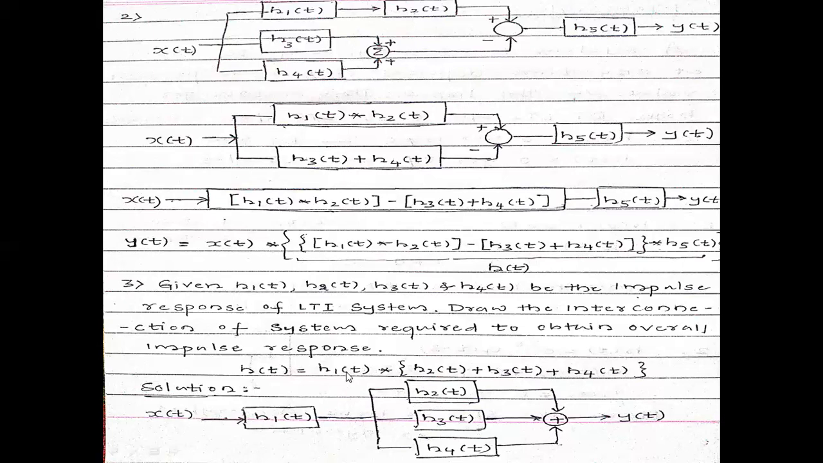So now first let us connect these three, h2 of t, h3 of t, and h4 of t in parallel, and then these parallelly connected systems are connected with h1 of t in series, and the input is x of t and output y of t. This is very simple to draw the block diagram whenever the overall response of the LTI system is given.